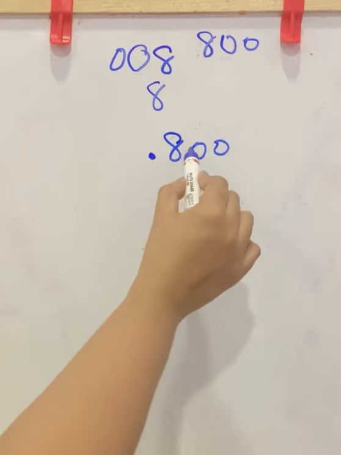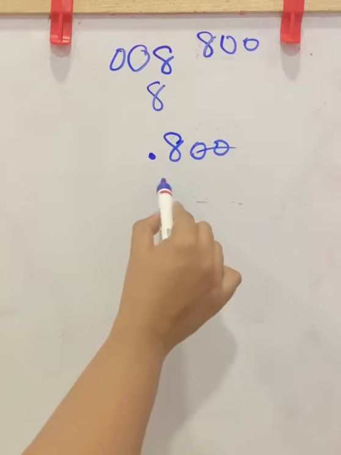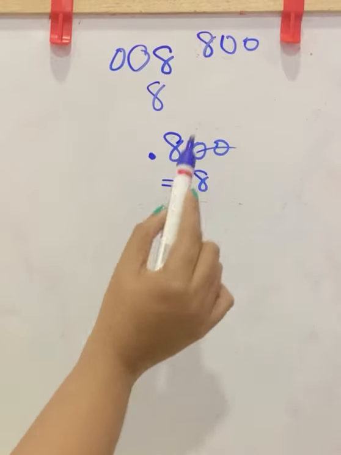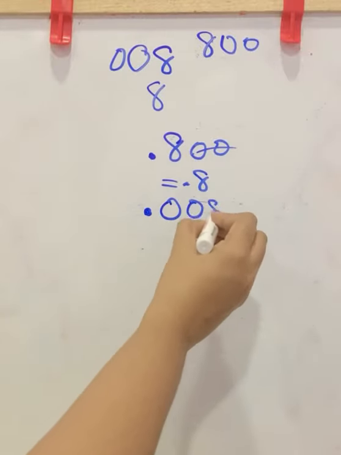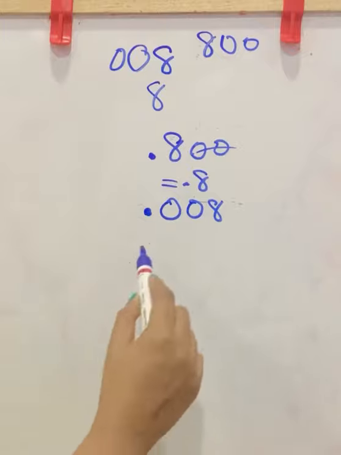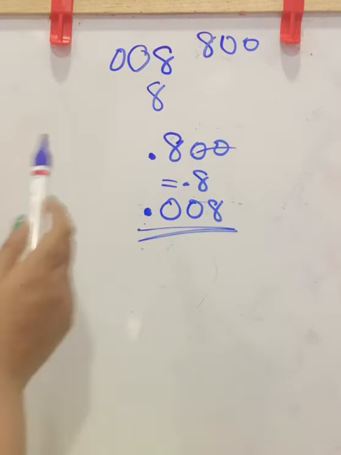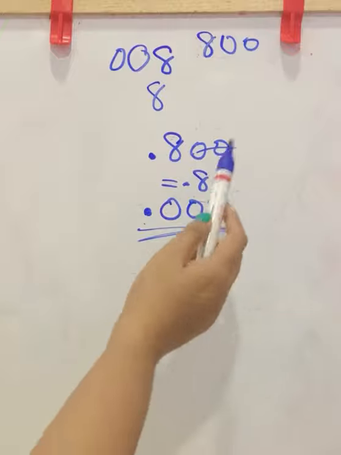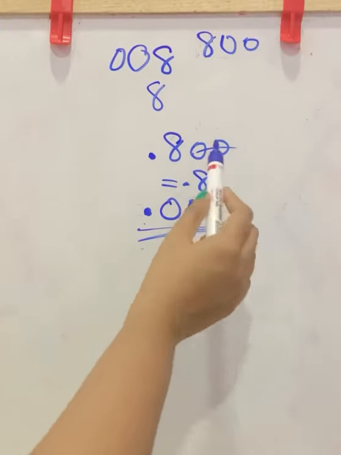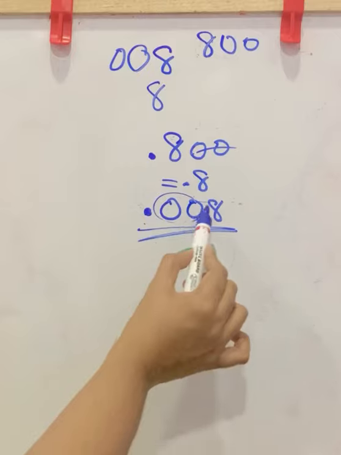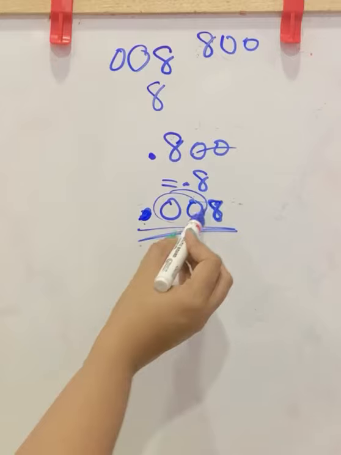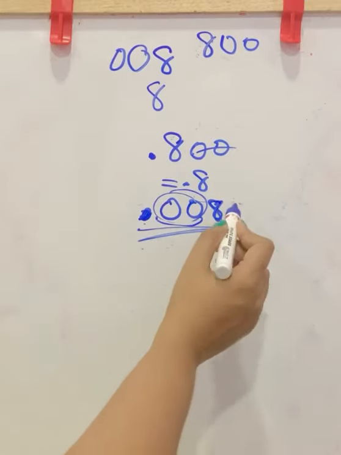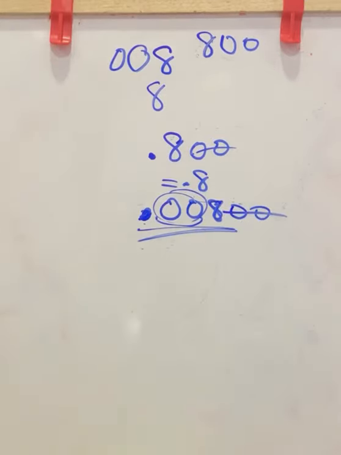0.800, here the zeros have no value. This is equal to 0.8. 0.800 is 0.8. Now, if it is like this, 0.008, this is not equal to 0.8. This is 0.008. That is, in a decimal, after the decimal point, zeros on the right side have no value but zeros on the left side after the decimal have value. So this is about the zeros in a decimal number.